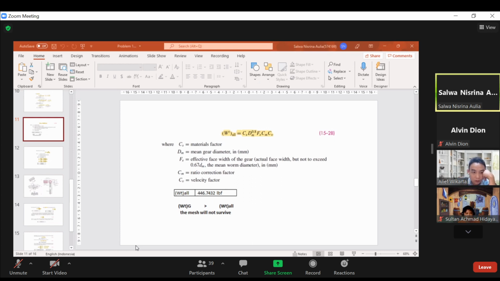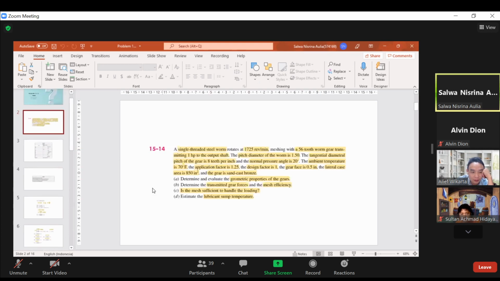Yes, from the textbook. I think it's coming from the problem, Mbak. But in the problem there is no information about the 25,000 hours. Or maybe from the equation in the textbook? No, there is no information there either.